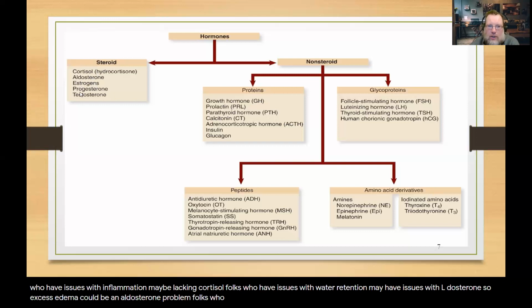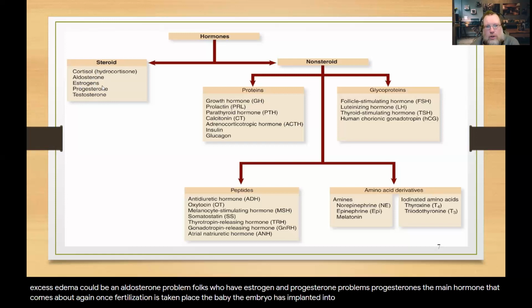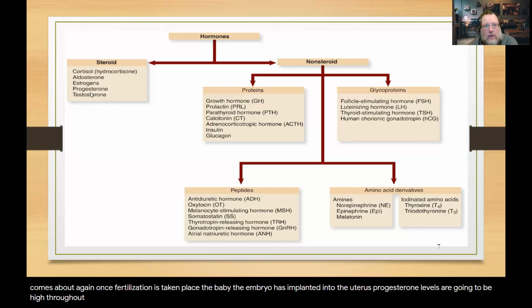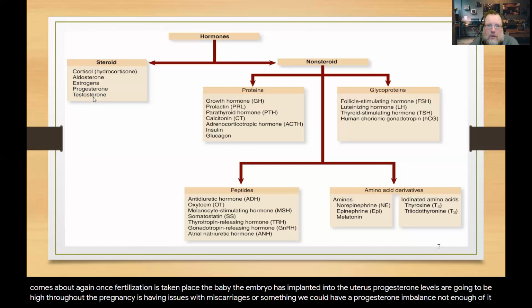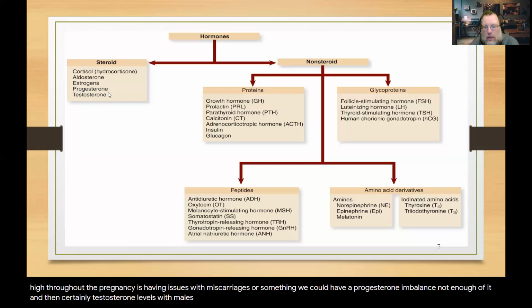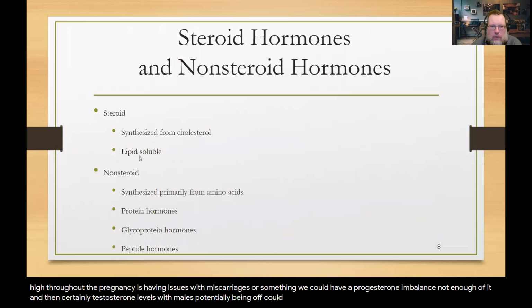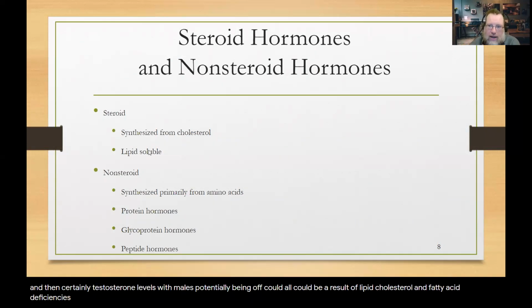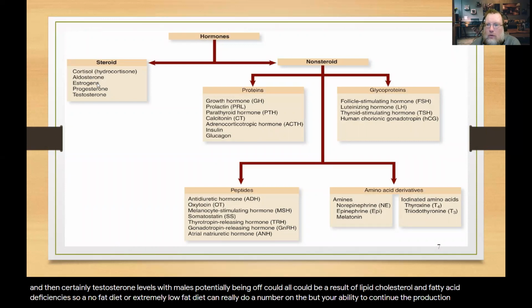Folks who have estrogen and progesterone problems, progesterone is the main hormone that comes about, again, once fertilization has taken place, the embryo has implanted into the uterus, progesterone levels are going to be high throughout the pregnancy. So if we have a patient who is having issues with miscarriages or something, we could have a progesterone imbalance, not enough of it. And then certainly testosterone levels with males being off could be a result of lipid, cholesterol, and fatty acid deficiencies. So a no-fat diet or extremely low-fat diet can really do a number on your ability to continue the production of these 5 hormones.